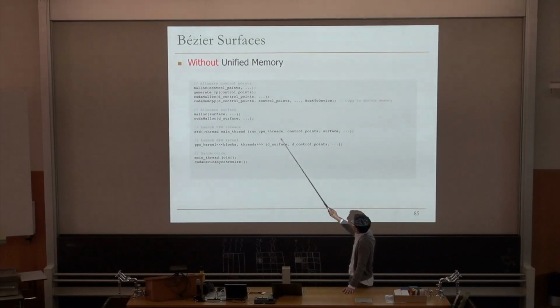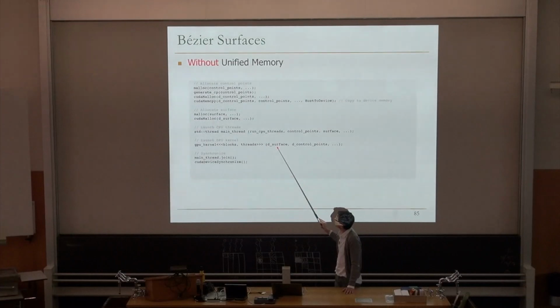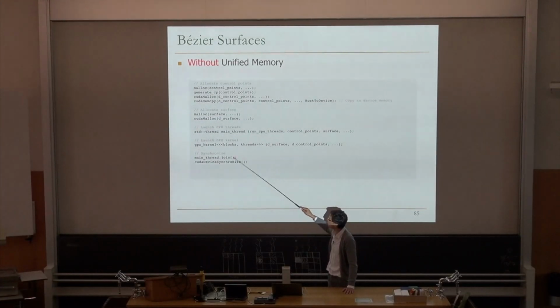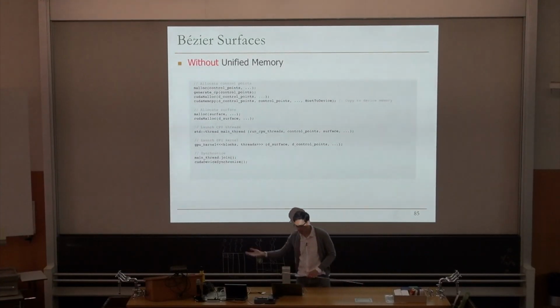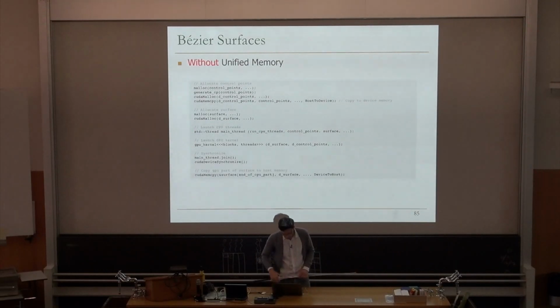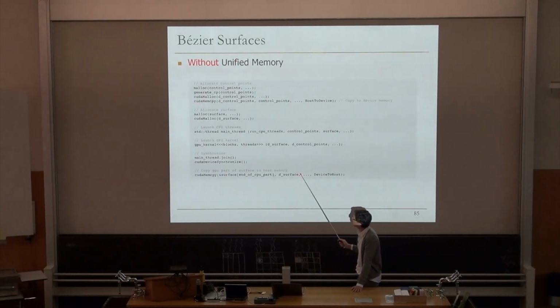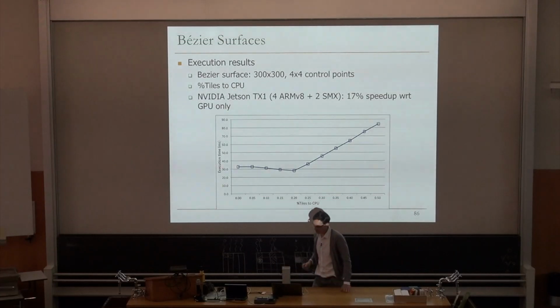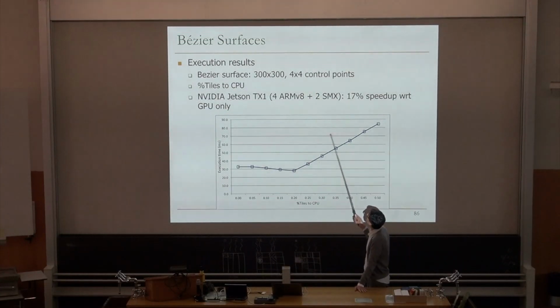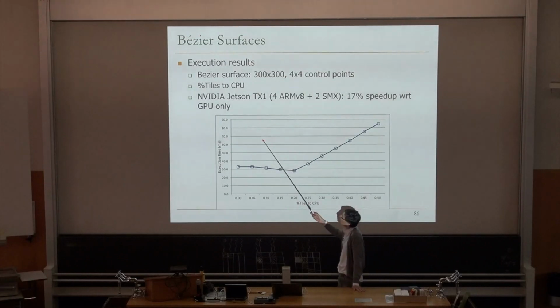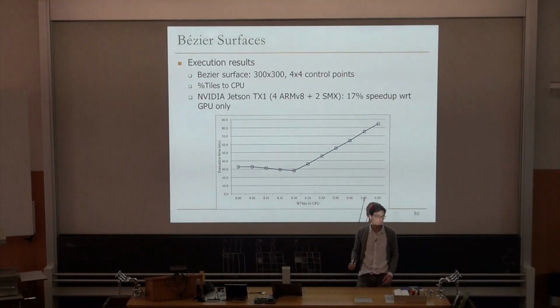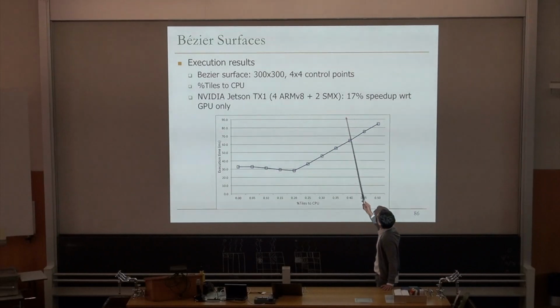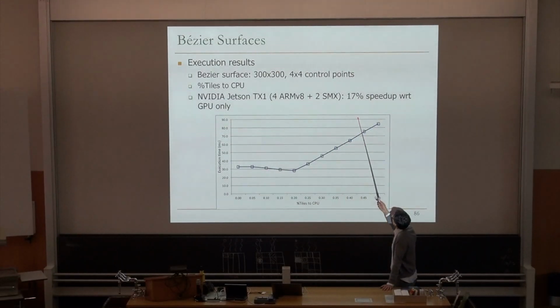The CPU threads operate on some part of the surface, the GPU threads operate on the other part of the surface. When they both finish, they synchronize, and we get the part of the surface that was computed in the GPU memory, and we can definitely get some performance improvement. In this case, these experiments have been run on an Nvidia Jetson TX1, a mobile platform, and we can get a 17% speed up.